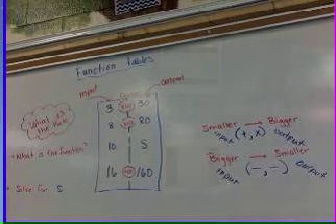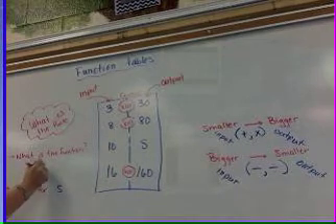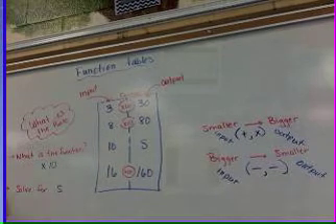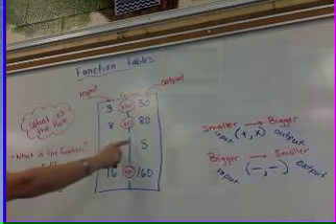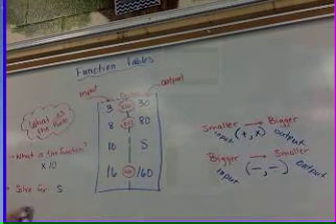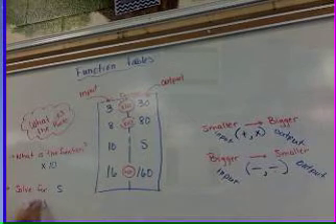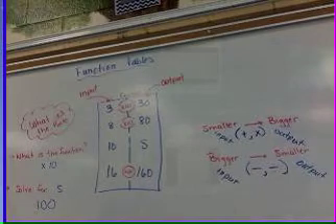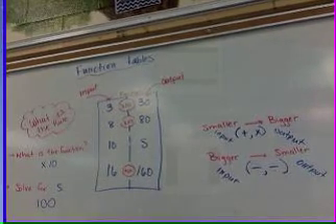So if that's the case, then my function is going to be times 10. And if I solve for s, 10 times 10 equals, what does s equal? 100, because 10 times 10 is 100. All right, let's try a different function table.